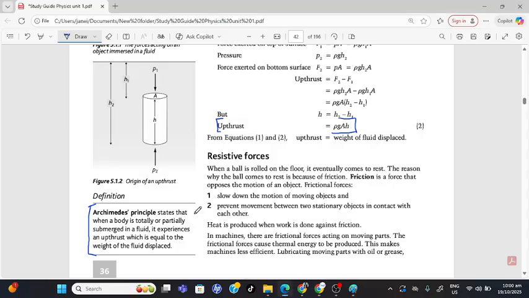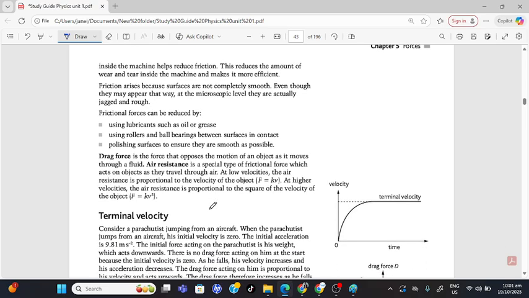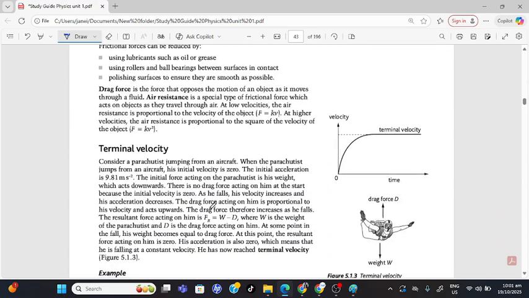So we're going to look at what we call resistive forces. Pretty much, resistive forces cause something to slow down, or prevent it from moving, and we need to know about them. One of the resistive forces we're going to talk about is drag, which is also known as air resistance.